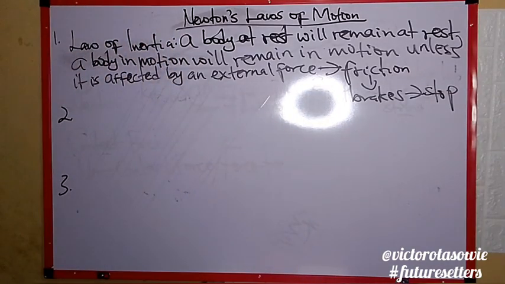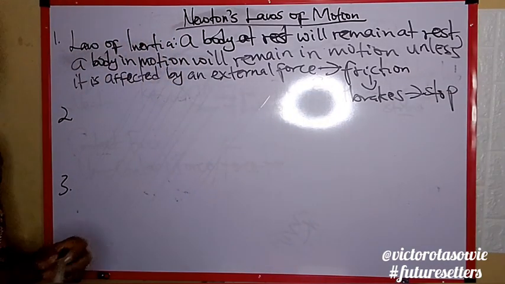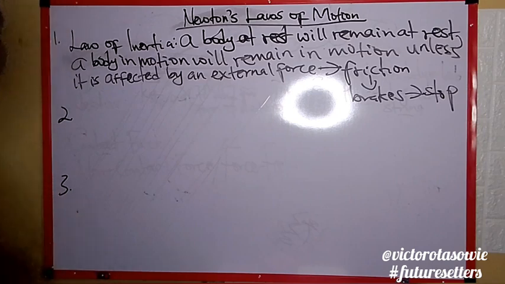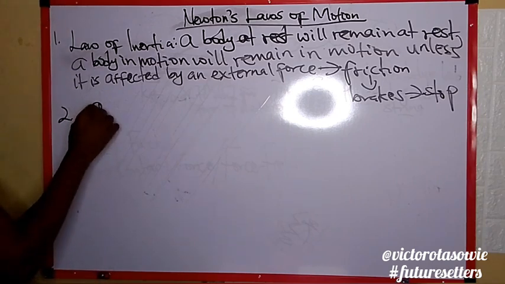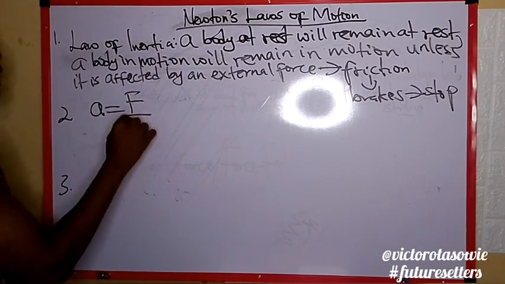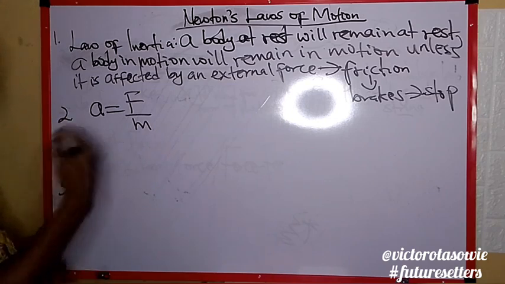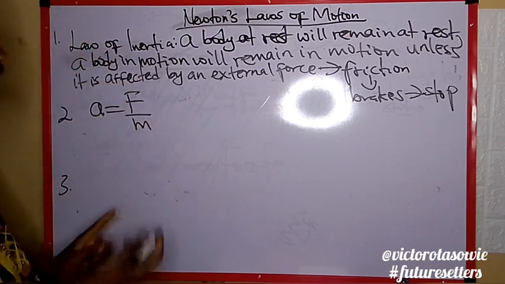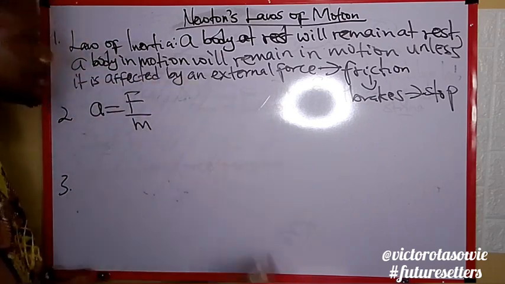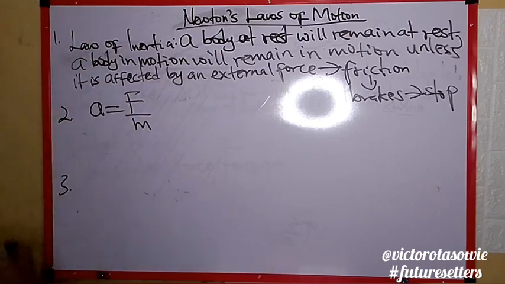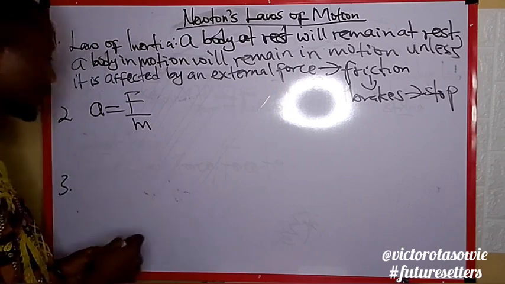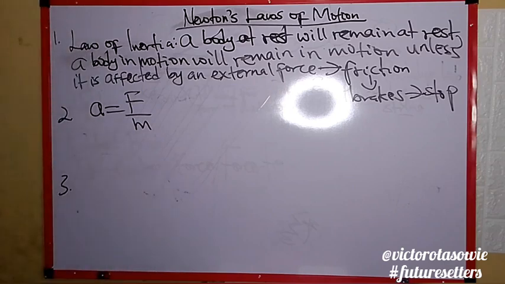So we have the second law. Now this second law, we can just write it as A equal to F over M. This is saying that the acceleration is directly proportional to the force and inversely proportional to the what? The mass. The acceleration is directly proportional to the force and inversely proportional to the mass.